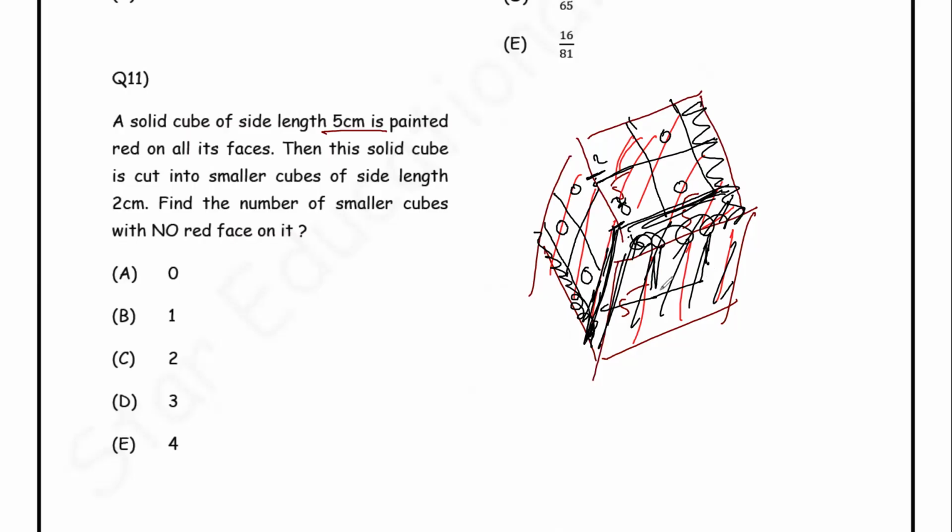So sorry for this ugly drawing, but basically what we have is 4 over here on this first layer till here. We have 4 and another 4 out here. So there are 8 cubes. Now all of these 8 cubes, if you see, they are painted red. So find the number of small cubes with no red face on it. So there are 0 because all the smaller cubes of length 2 centimeter will have a red face on it.